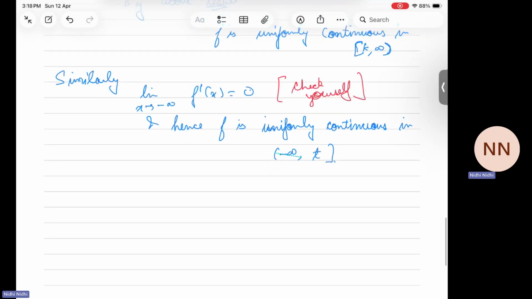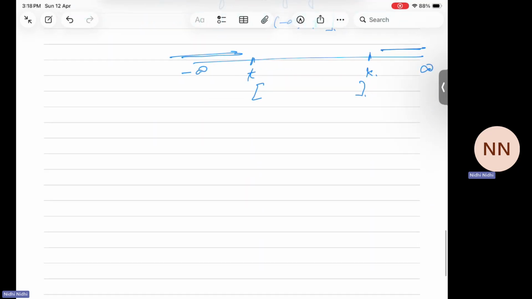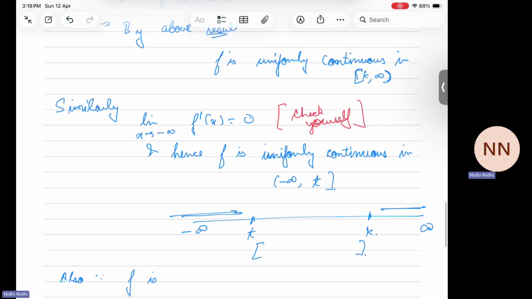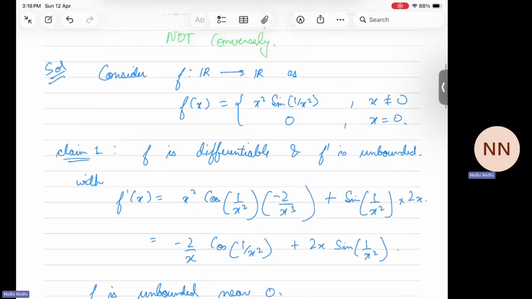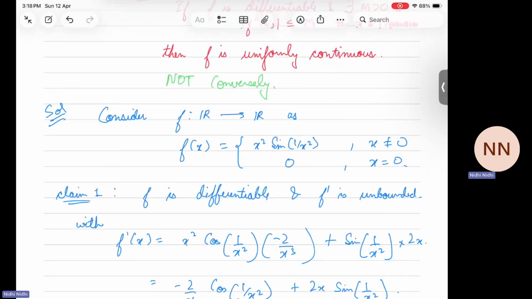And so therefore on the number line, this minus infinity to infinity, the function is uniformly continuous here, the function is uniformly continuous here, and in between, since the function is continuous and on this compact domain, obviously it will be uniformly continuous. Also, you can see that this is a continuous function, right? Even at 0, at x equals to 0, the limit will be exactly equal to 0. Therefore, the function is continuous everywhere.